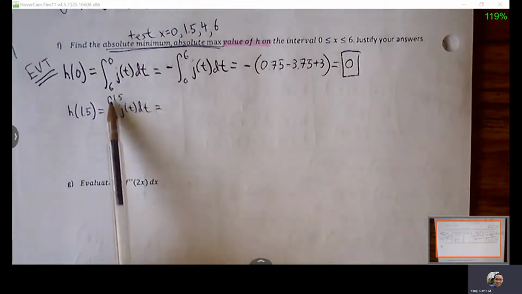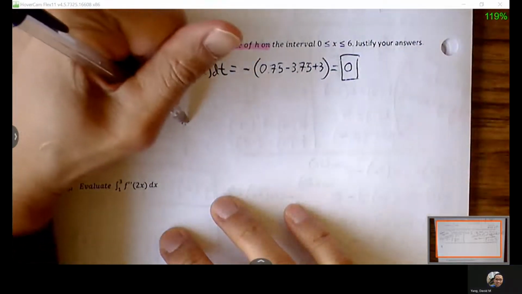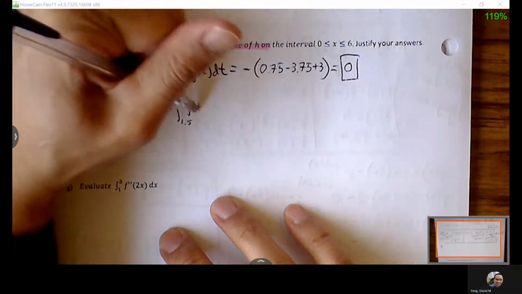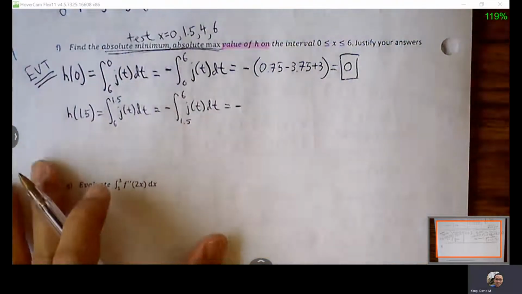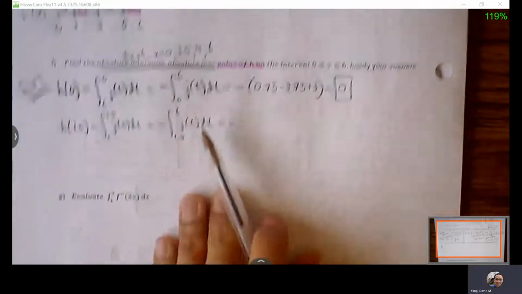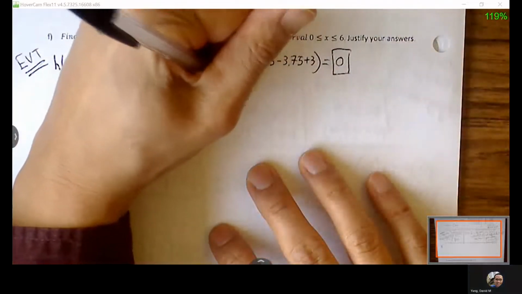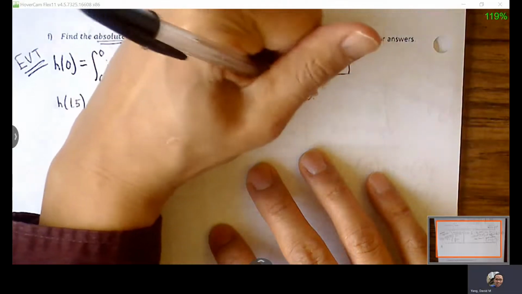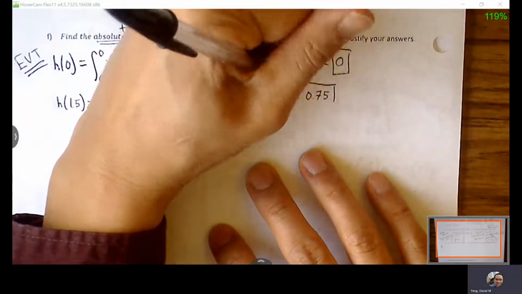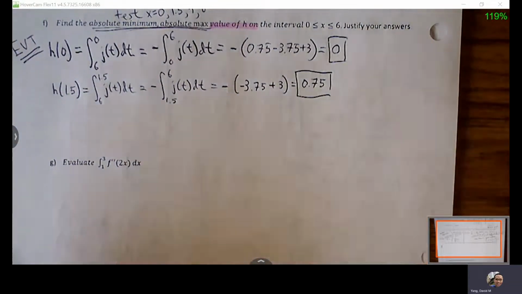Okay, we flip the bounds and change the sign. Okay, so from 1.5 to 6, that is referring to the second and third triangle, right? So we can say negative 3.75 plus 3. The negative 0.75 will cancel out with this negative in front, so positive 0.75 is the result.